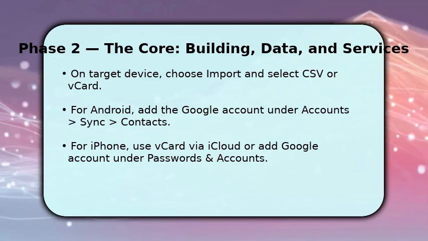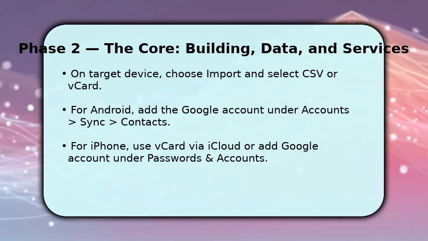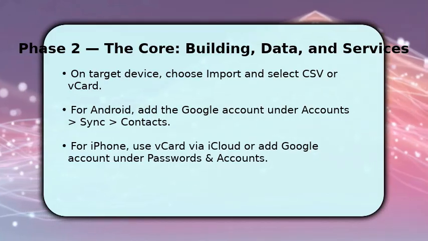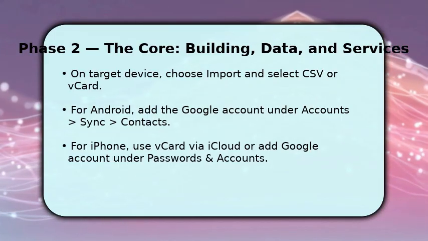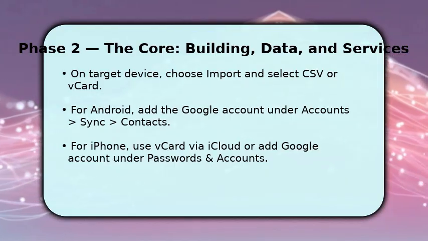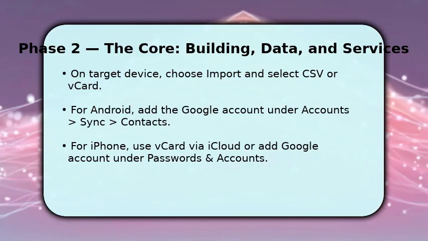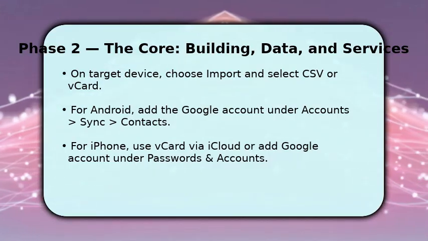For Android devices, add the Google account under Accounts and enable Contacts sync so entries merge automatically. For iPhone, import the vCard into iCloud or add the Google account under Settings, Passwords, and Accounts and enable Contacts. This guarantees ongoing sync rather than a one-time copy.